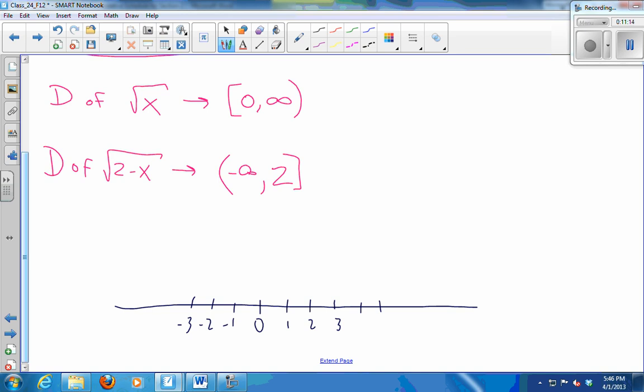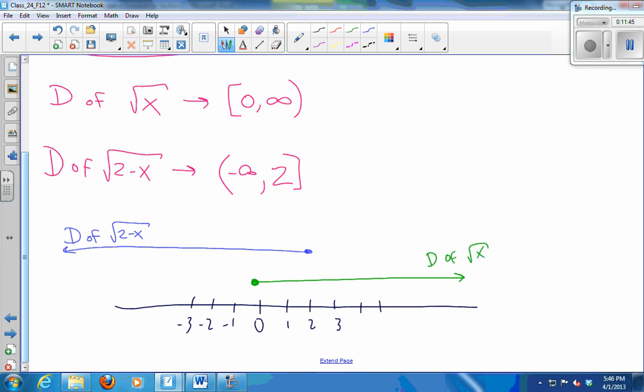so my square root x domain, I'll do in one color. That's 0 to infinity, including the 0. And then my domain of the square root of 2 minus x, I'll do that in another color, and that's negative infinity to 2, including the 2. So this is the domain of square root 2 minus x. The green one is the domain of square root x.